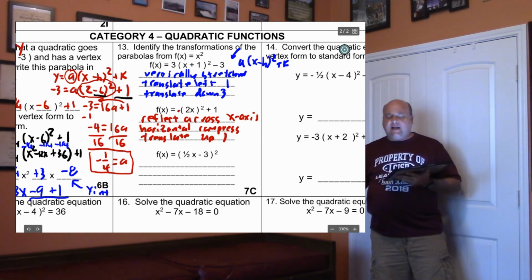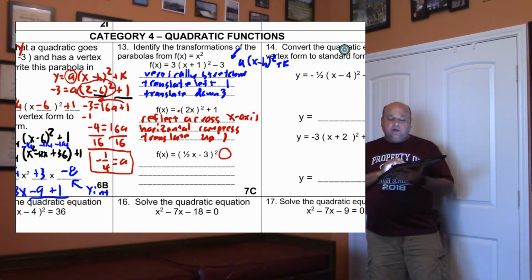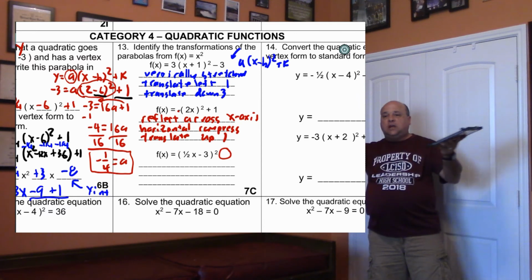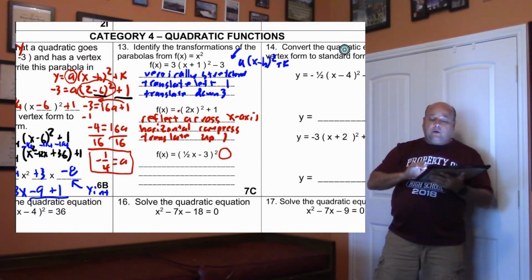And I'm going to let you do the next one. On this one right here, we don't have a number here, do we? So we're not moving it up or down. So this is going to be a horizontal stretch, and then the -3 will be a translate to the right one. You can do that one on your own.